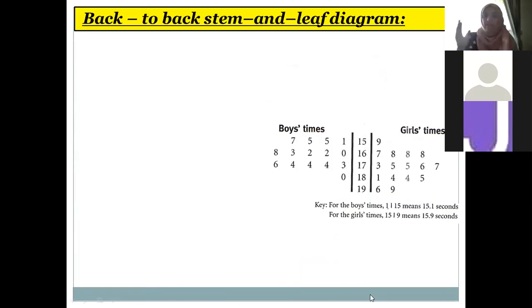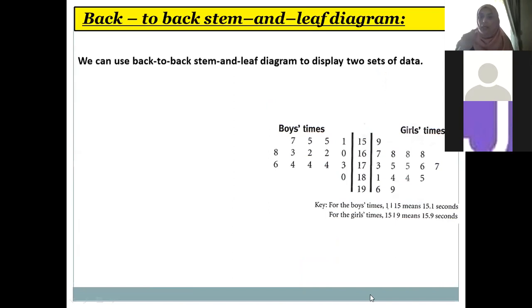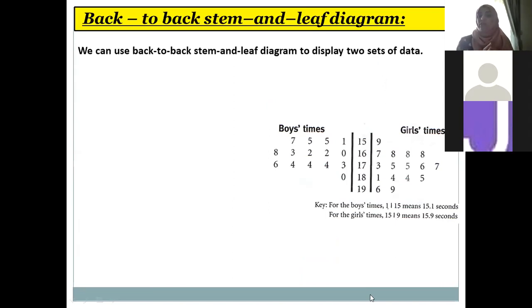Okay, this is stem and leaf, just a normal stem and leaf. What we have now is something we call back-to-back stem and leaf. When we are comparing two sets of data, for example boys' times and girls' times, or two teams that are competing, boys and girls, or the blue team and the red team, and they scored times. Let's say averages between two schools. If we are comparing two things, we can use something we call back-to-back stem and leaf. It's a way of displaying the data, showing two sets of data in order of size.